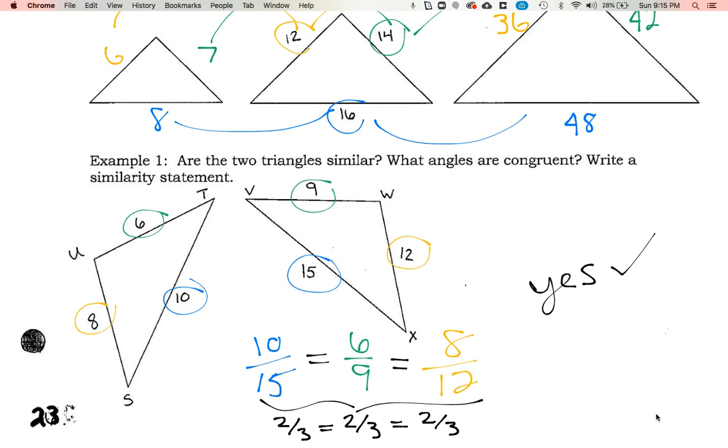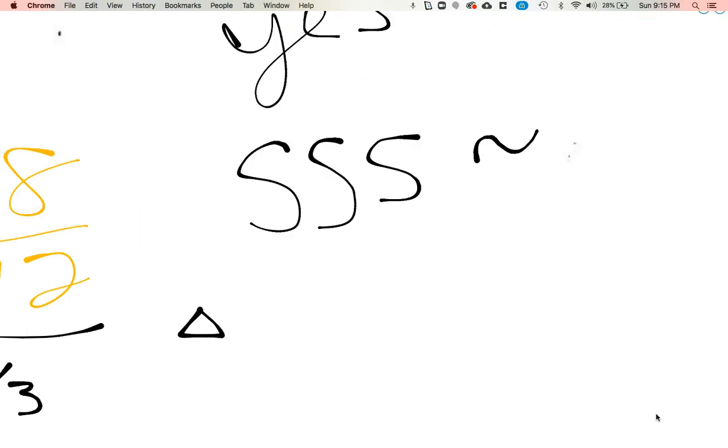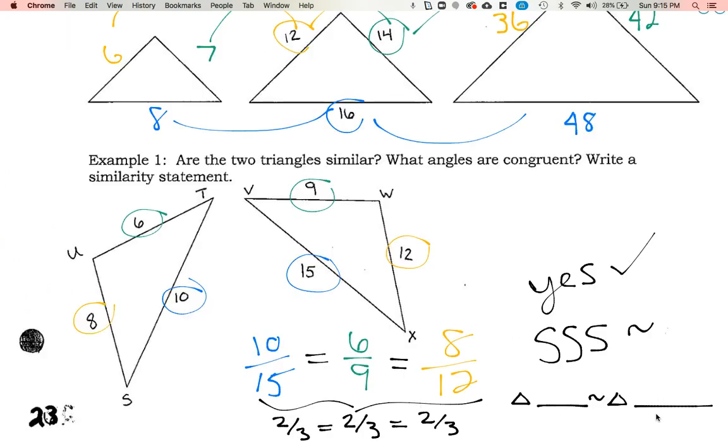That means yes, they are similar. So I usually say yes, or I give a check mark, and I always say what I use. We use side, side, side similarity. And we can write a similarity statement. We can say triangle is similar to this triangle. Now, it doesn't matter how you order the first three letters.